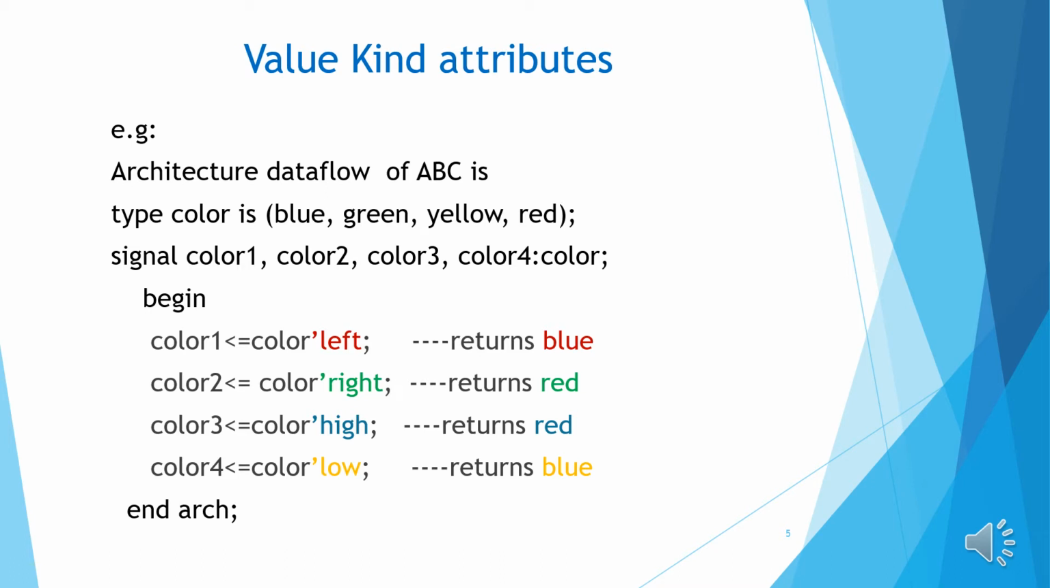The second line is color 2 assigned as color tick right. So tick right returns the rightmost value. In this color data type, the rightmost value is red, so it will return red. Color tick high will, if numbers are given, select the appropriate highest number and return the highest value. But here numbers are not given, colors are given, so it will assume the highest value is the value present at the right hand side. So again it will return red. Tick low will return the lowest value. So here it will return the value present at the left hand side, which is blue.